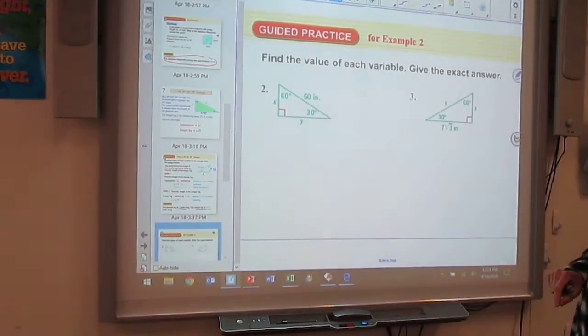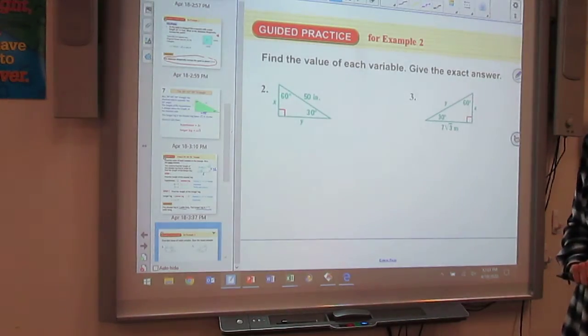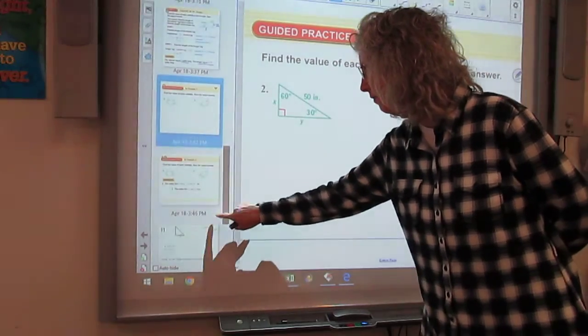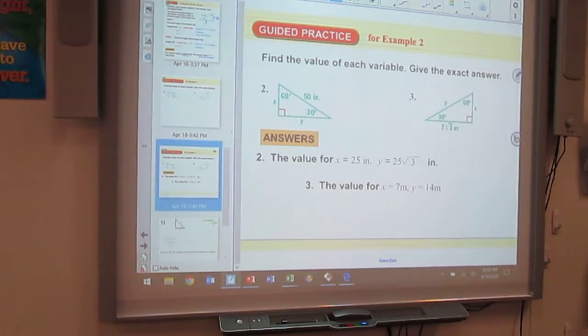I have 2 practice ones. You can pause your screen and work on those, and I will pop up the answers, and that's going to wrap it up for today. There are the solutions to those. You paused your screen and worked on those.